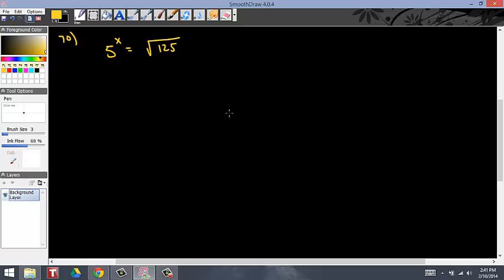Number 70. Looks like this. You got to find a way to make the bases the same. So hopefully, does it make sense that if I say I have the square root of 125, that's like saying 125 to the 1/2 power? Does that make sense? Those are equivalent statements, yes? Okay.